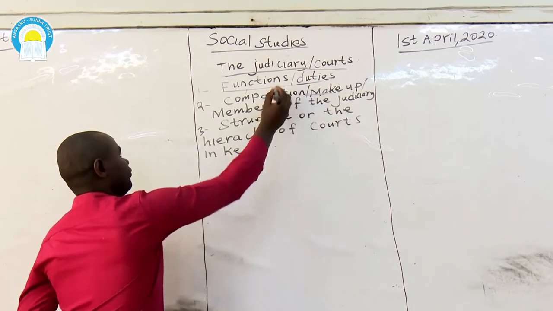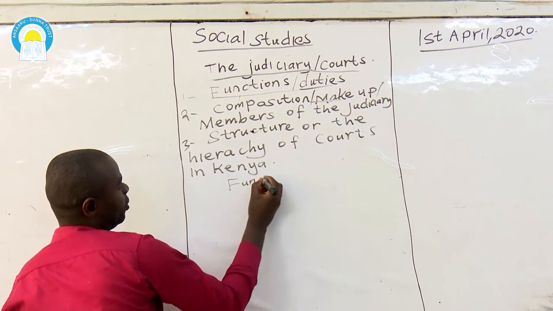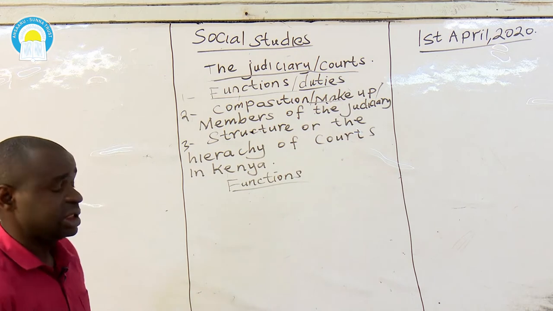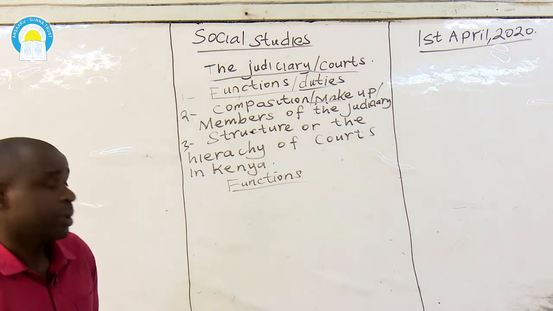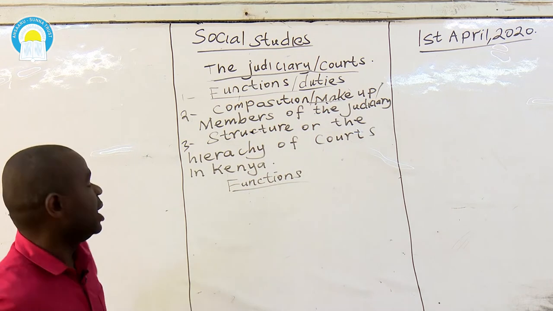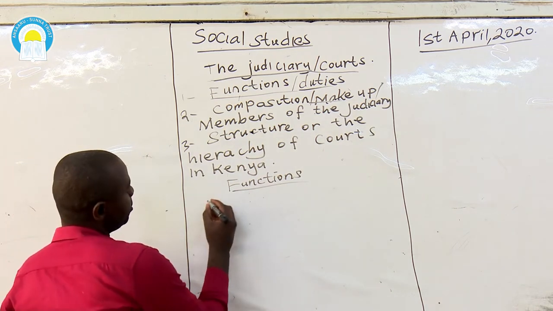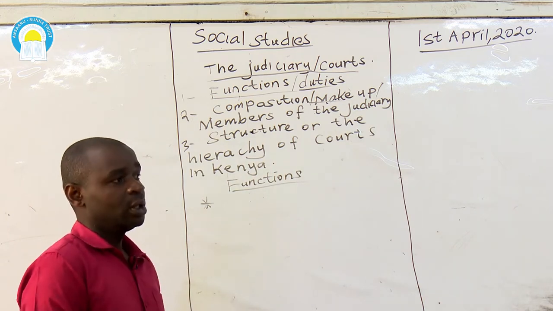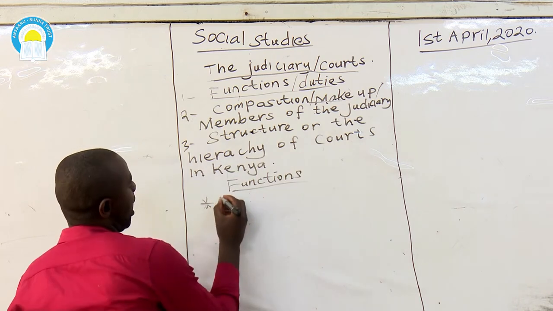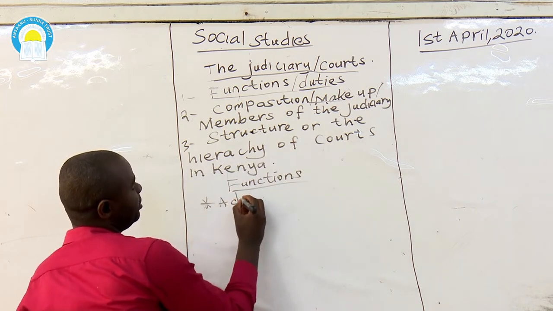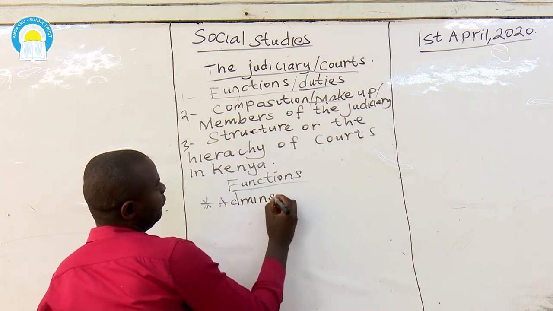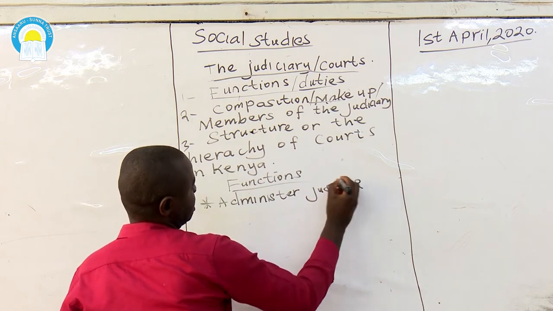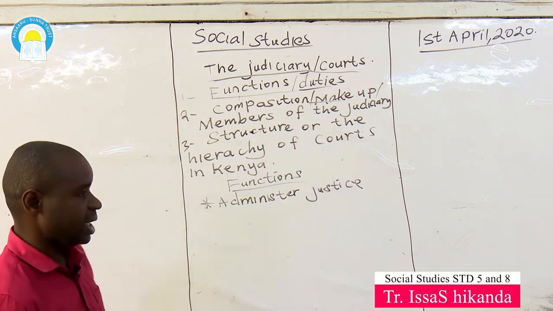Then the functions, this is a very important area, because this question, especially to the candidates, is somehow very technical, so I want you to lend me your ears, if not your eyes. So number one, I'm going to begin with the main function of the judiciary. What's the main function of the judiciary? Number one, this is to administer justice. The main function of the judiciary is to administer justice.